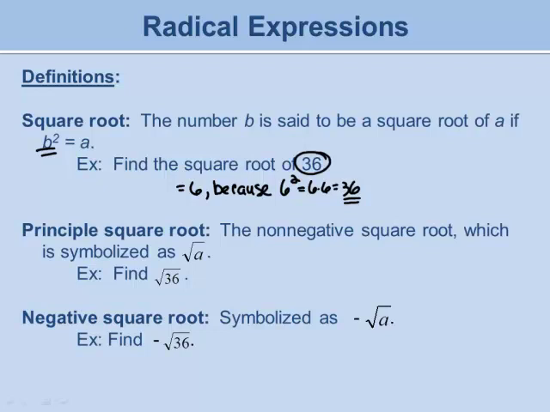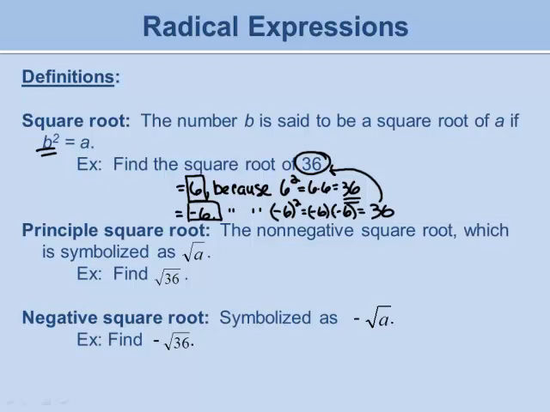But there's a second number as well that would give us 36 when we square it, and that number is negative 6. Using that same definition, if you take negative 6 and square it, negative 6 times negative 6, negative times negative is a positive, and we still get a positive 36. So using the definition above, the square root of 36 could be either a positive 6 or a negative 6.